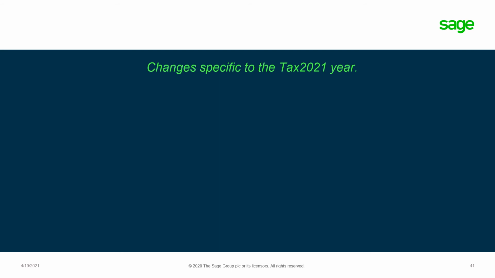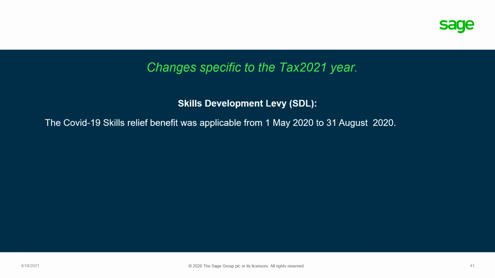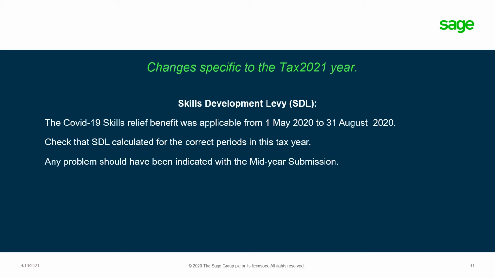Tax 2021 was a different year with new challenges. We had our COVID relief measures, and these are specific changes that related to our Tax 21 year that we just want to highlight. Skills Development Levy. The COVID-19 Skills Relief Benefit was applicable from the 1st of May 2020 to 31 August 2020. Check that the SDL calculated for the correct periods in the tax year. Any problem should have been identified with your mid-year end submission.